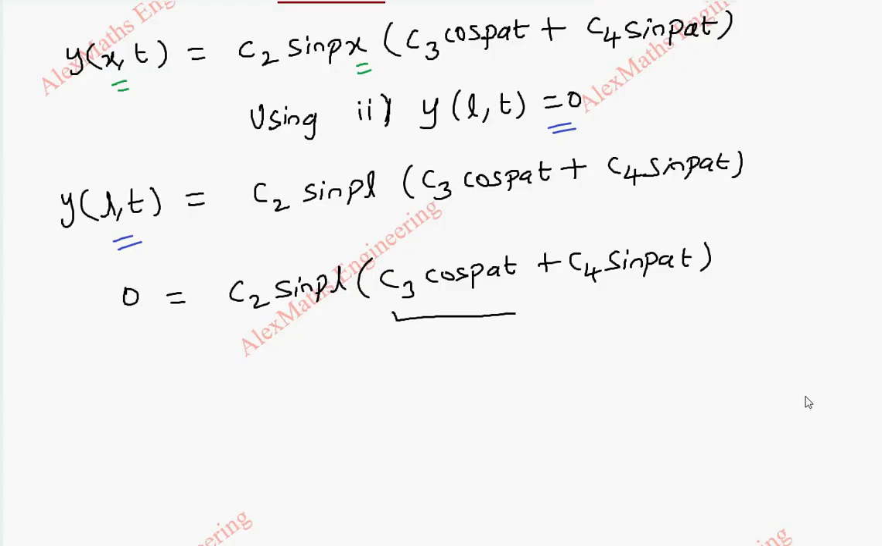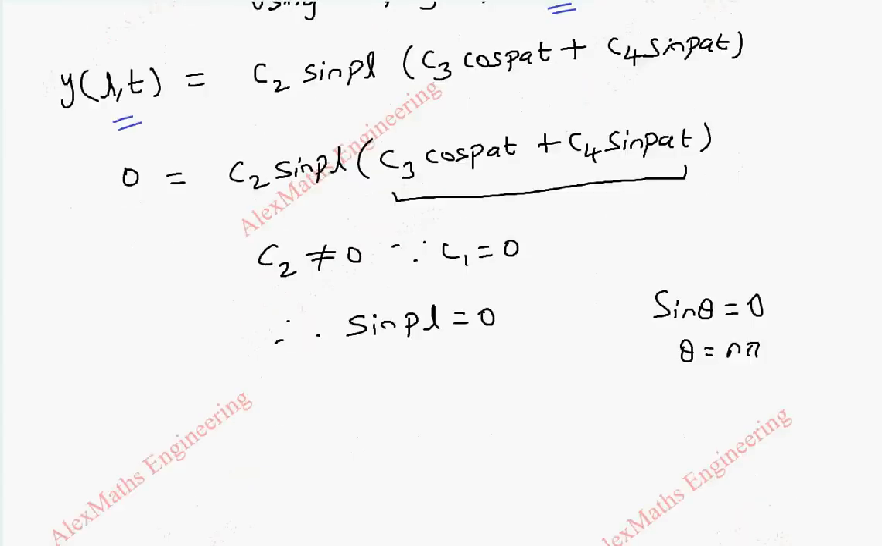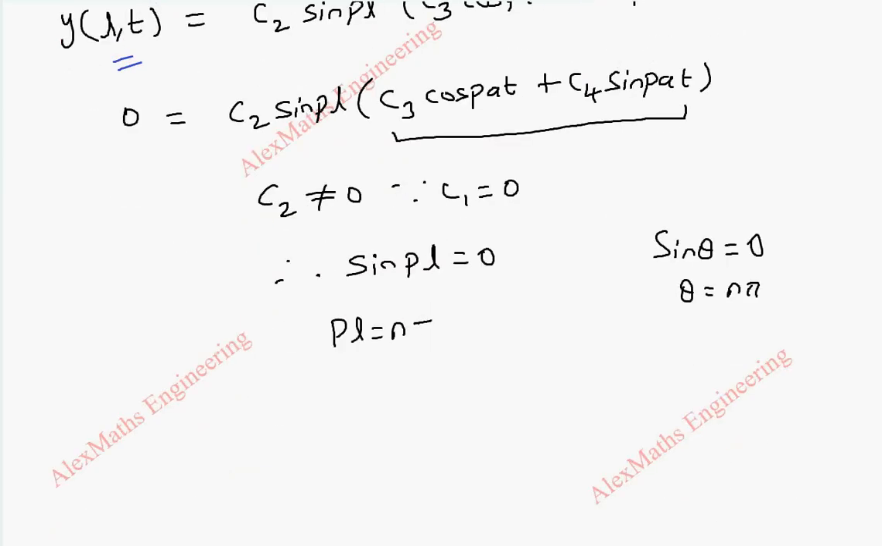Now already we discussed this cannot be 0. In the same way, we have another constant c2, and even c2 cannot be 0 since c1 is already 0. Again, in the same term another constant cannot be 0. So since c1 is 0, c2 cannot be 0. Therefore the only option left is that sin pL must be 0. It means when sin theta is 0, theta is n pi. So pL should be n pi and p will be n pi by L.